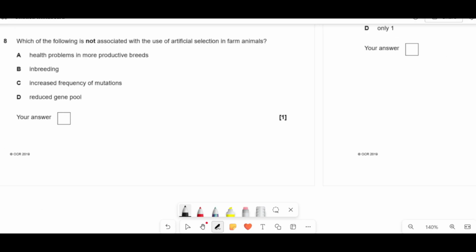There you go. Which of the following is not associated with the use of artificial selection in farm animals? So artificial selection is the same as selective breeding, which is where you get a few individuals in a population and you find that they have advantageous characteristics and you breed them. For example, cows that make a lot of milk. So now it's saying which is not associated with the use of these, right?